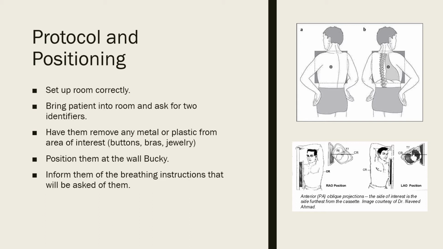The positioning for the PA oblique ribs is similar to how we do the AP ribs, except replace the affected side away from the IR, and the body will still be in a 45-degree oblique angle.